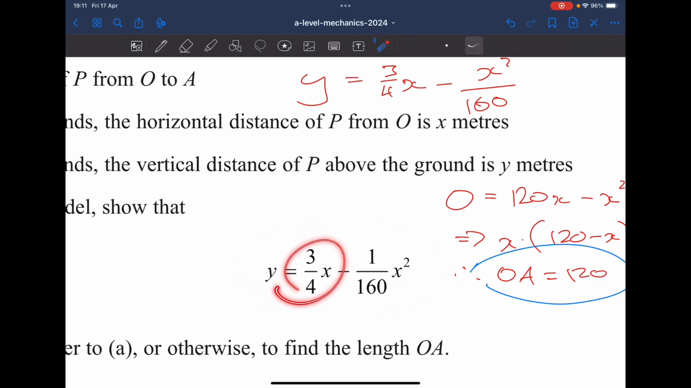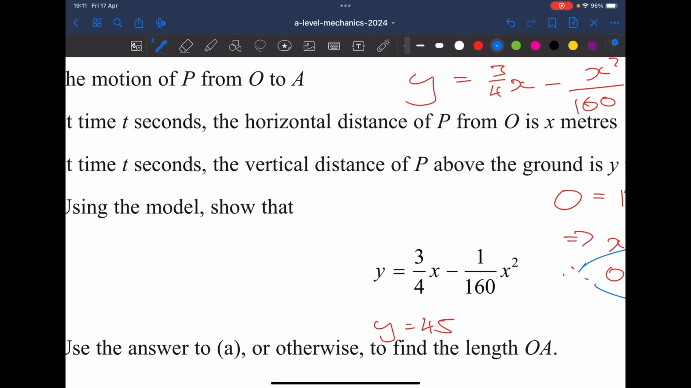So 3/4 of x, 3/4 of 60 will be equal to 45. This is going to be 60 squared on 160. Let's do that on the side quickly. So 60 squared on 160. 60 is 6 times 10, so that's squared and squared. 160 is 16 times 10. So we can cancel off that and that.